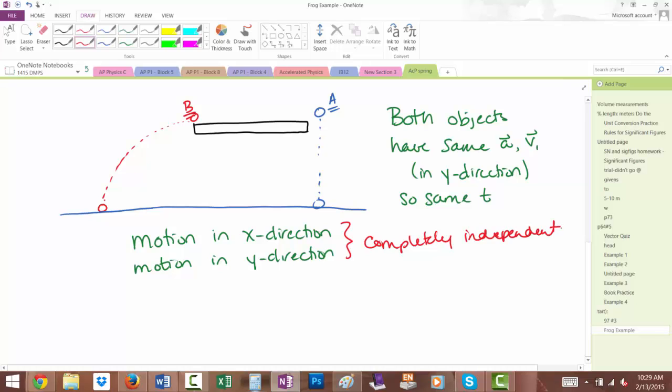Is that okay? Does that sit okay in your brain? Maybe it's not intuitive, but based on what we've seen, these have the same y motion, different x motions, but they both hit the ground in the y direction at the same time.